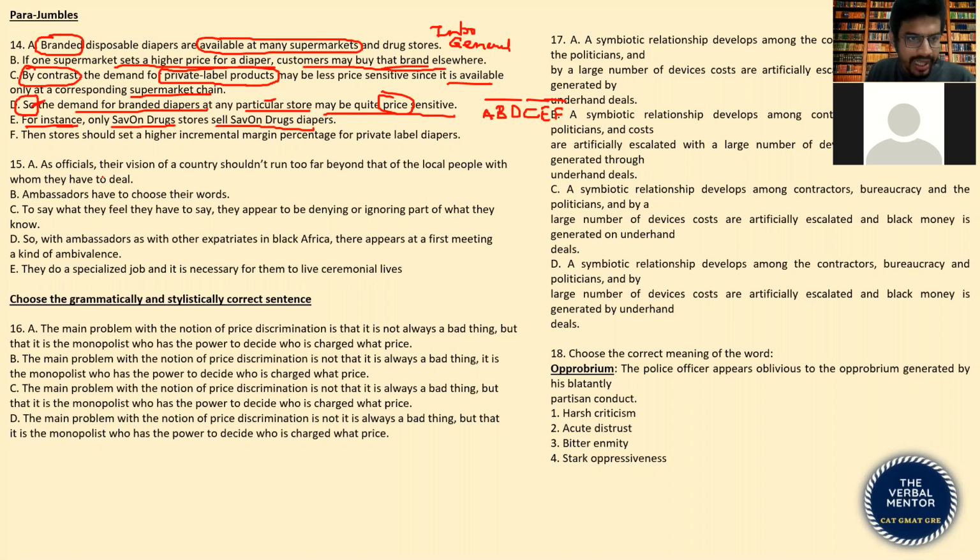Number 15. As officials, their vision of a country should not run too far beyond that of the local people with whom they have to deal. Who is this? Their vision. Okay. Ambassadors have to choose their words. Sounds like an intro. To say what they feel, they have to say they appear to be denying or ignoring part of what they know. So with ambassadors, as with the other expatriates in Black Africa, there appears at a first meeting a kind of ambivalence.